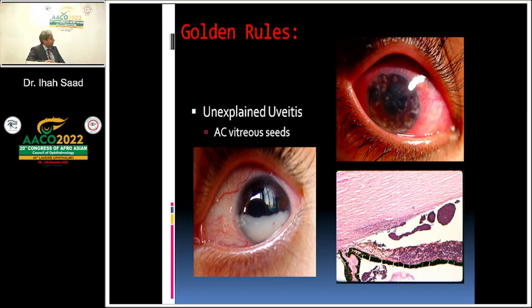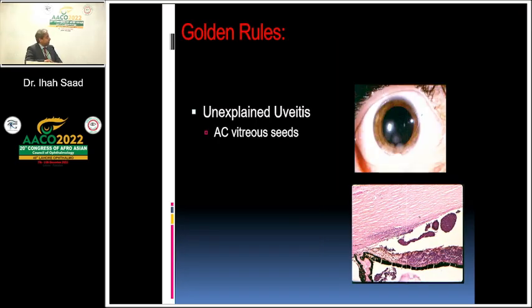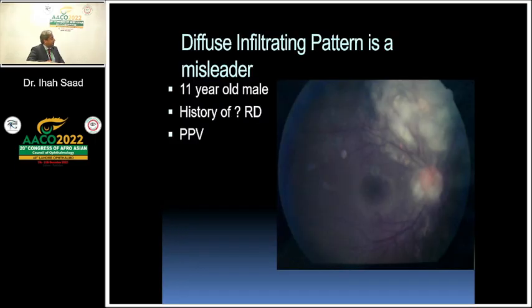Unexplained uveitis and anterior chamber vitreous seeds, as was previously mentioned, are a sign of retinoblastoma. You see, this is not an inflammation because the eye is so quiet. This is an anterior chamber retinoblastoma. This child was operated multiple times because of the misdiagnosis of retinal detachment. Golden rule number 2 is an unexplained uveitis presented with anterior chamber seeds in a quiet eye. This is retinoblastoma until proved otherwise.